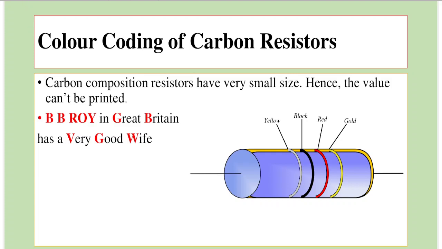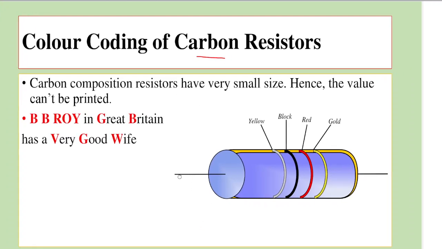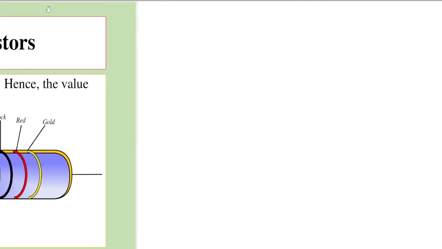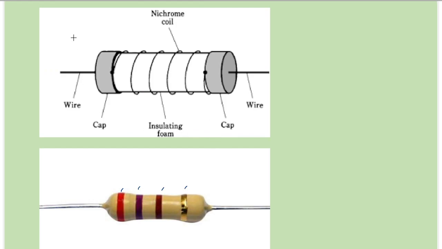Let us study about color coding of carbon resistors. Before starting this, let's understand that resistors are of two kinds, called wire wound resistors and carbon resistors. Now the first diagram here is a diagram for wire wound resistors, and this stands for carbon resistors.